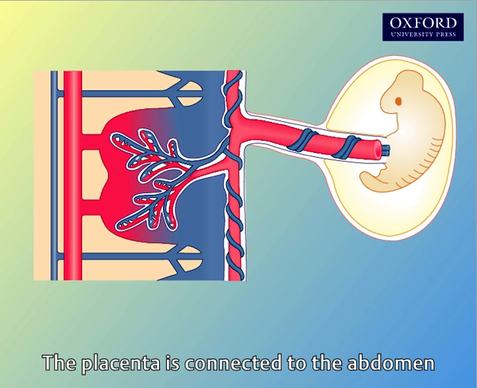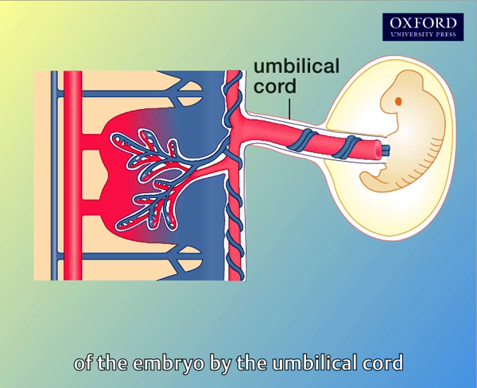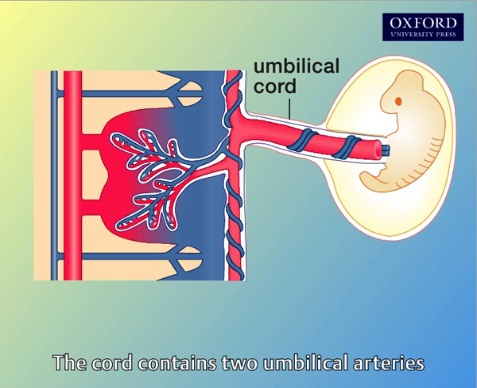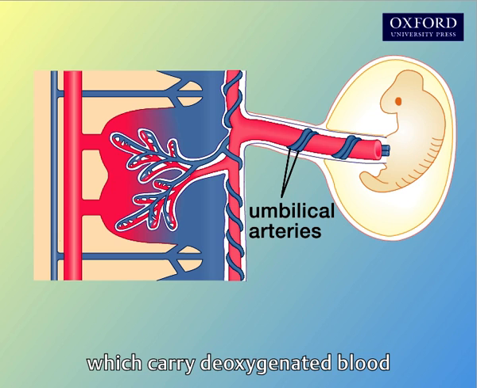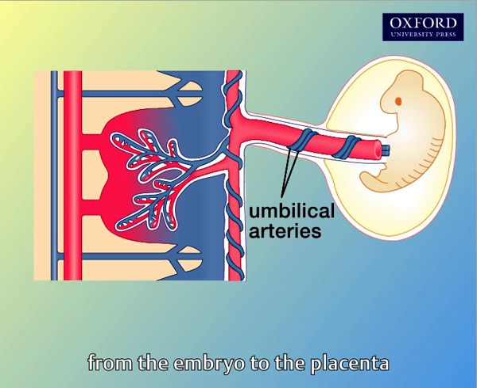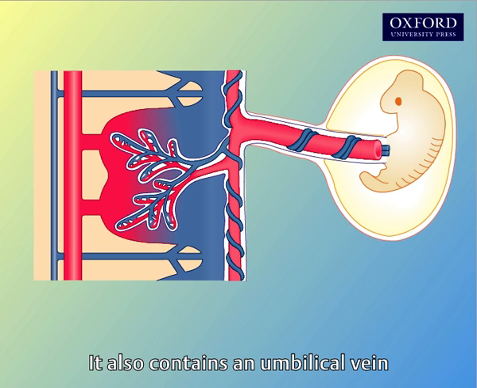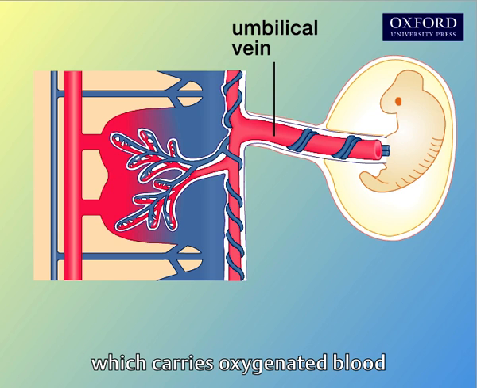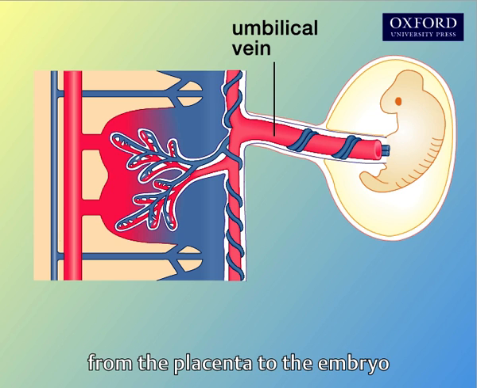The placenta is connected to the abdomen of the embryo by the umbilical cord. The cord contains 2 umbilical arteries which carry deoxygenated blood from the embryo to the placenta. It also contains an umbilical vein which carries oxygenated blood from the placenta to the embryo.